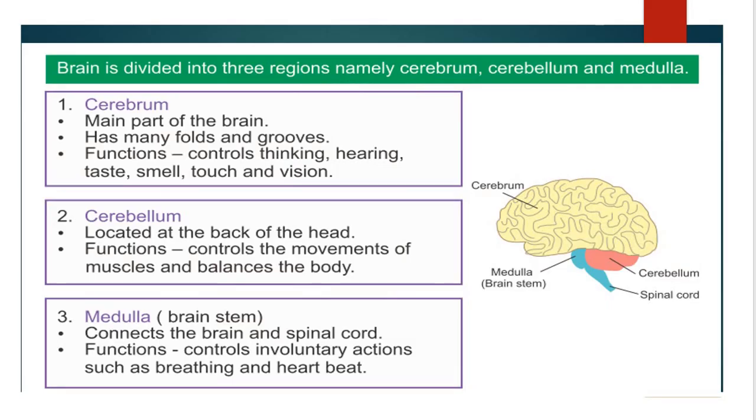Now let's understand the central nervous system, part 1, that is the brain. The brain is divided into three regions mainly. This upper region is called the cerebrum. The cerebrum is the largest part of the brain and it consists of many folds and grooves. Its main functions are thinking, hearing, taste, smell, touch, and vision.